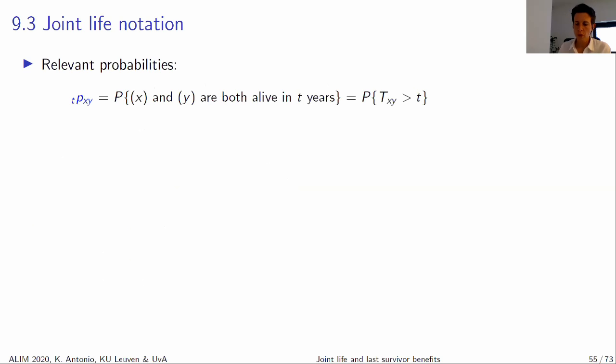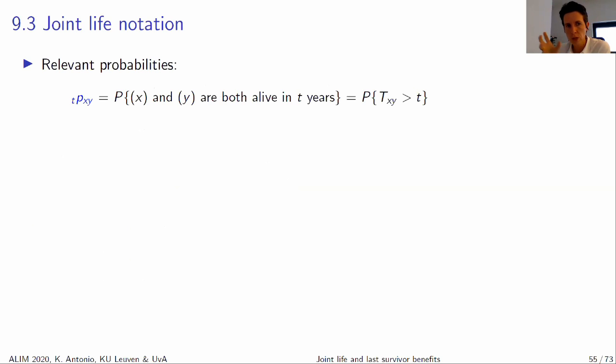Okay. So of course, if we do actuarial valuation of such products, then we need to take the time value of money into account. So we need a discount factor. We know how to do that. And we also need to take the probability into account that a certain event will take place. So we need relevant probabilities for this joint life product. Here on this slide, I will list a few of the possible probabilities that I can be interested in.